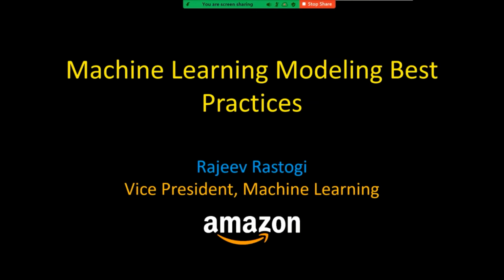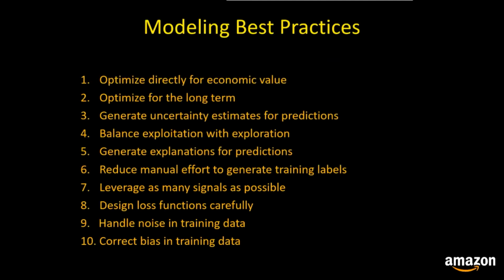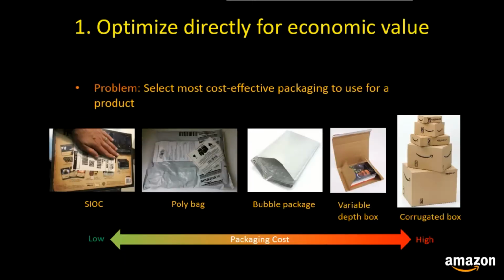So what I'm going to do today is talk about machine learning modeling best practices that we've learned over the past few years as a result of launching machine learning solutions in production here at Amazon. Next slide, please. In this talk, I will cover 10 modeling best practices that are shown here. Moving to the next slide. So the first best practice is to optimize directly for economic value as opposed to ML metrics such as precision and recall. And here I want to talk about an example from packaging.